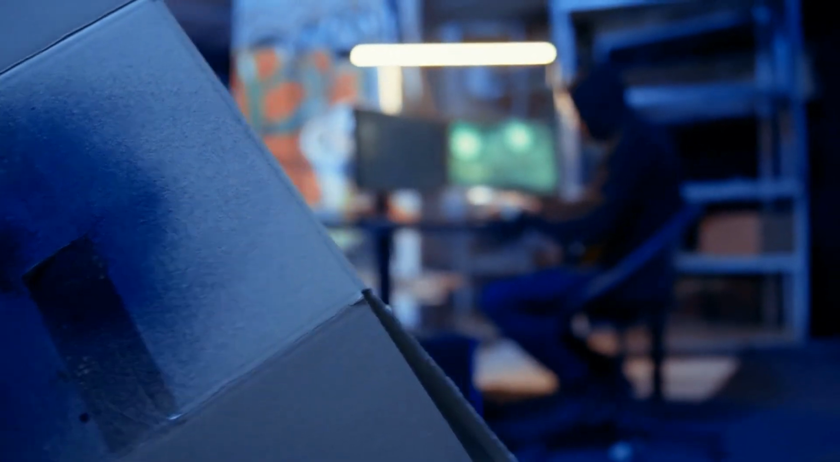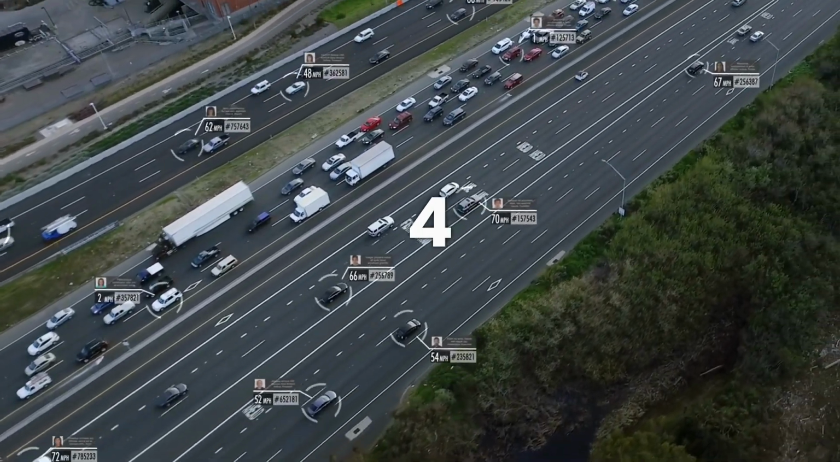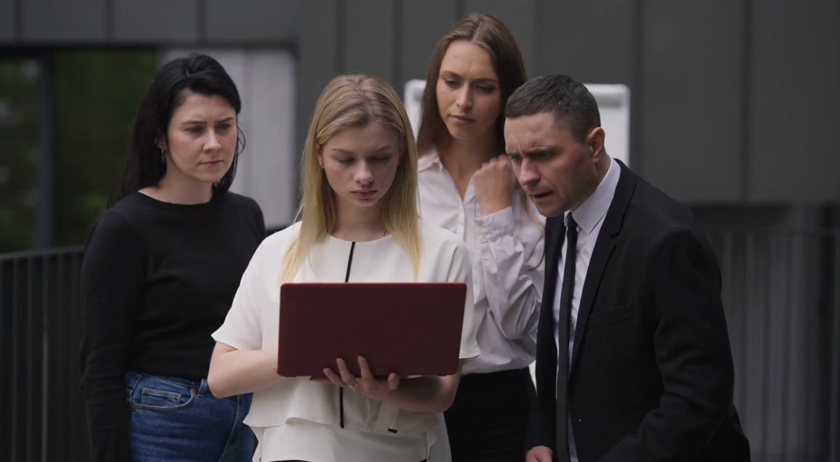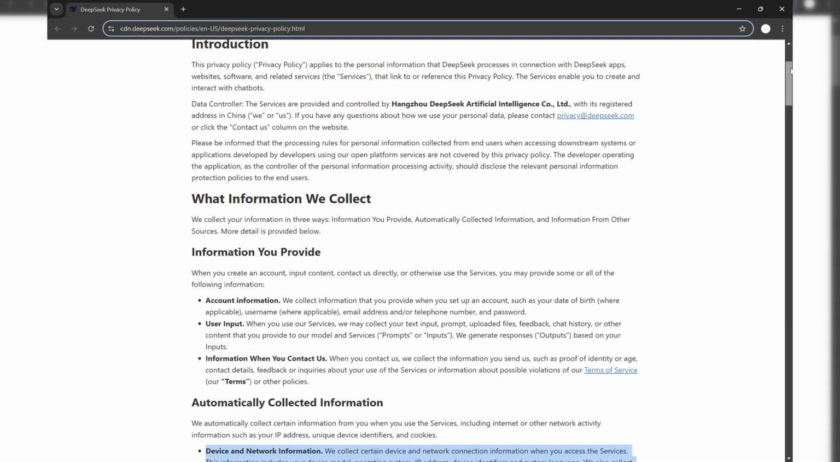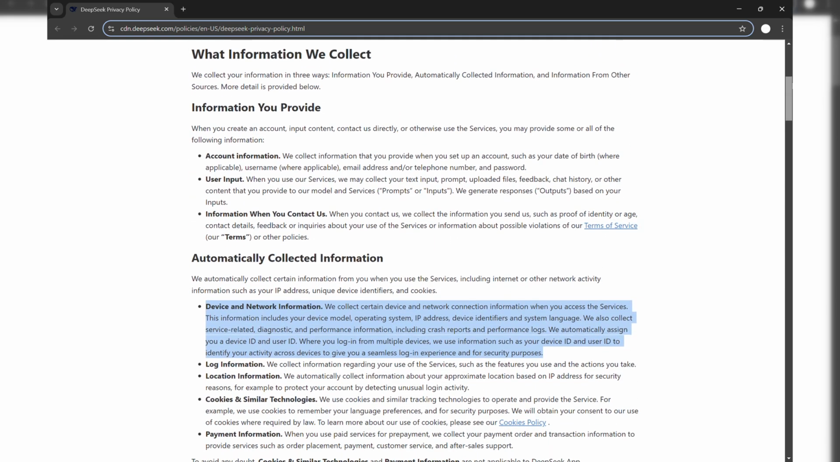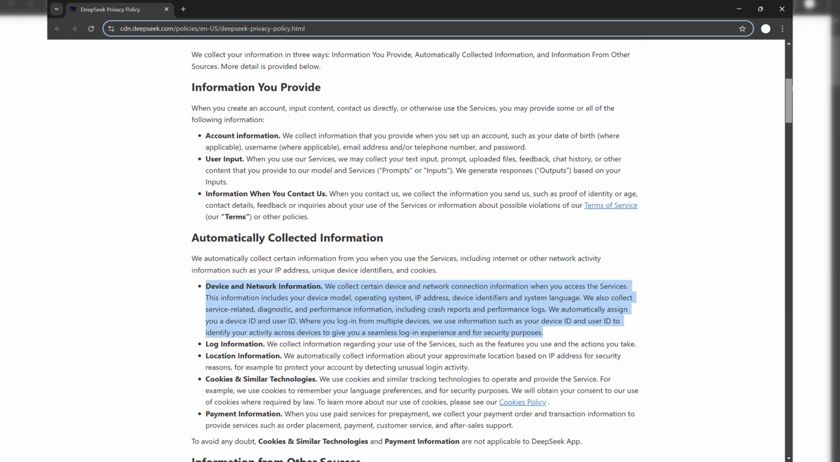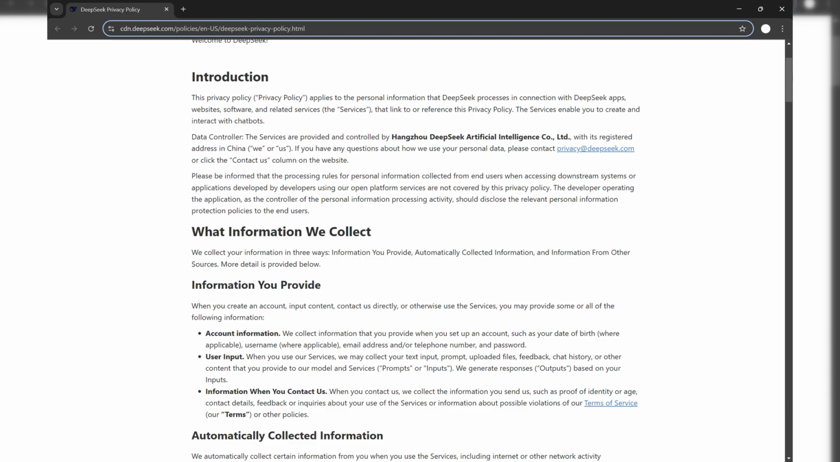Finally, the last and most important privacy concern in this video. Data is collected and tracked automatically. This poses significant privacy concerns. Here's why. According to the privacy policy, DeepSeek collects certain device and network connection information when users access its services, including but not limited to device model, operating system, IP address, device identifiers, and system language. Also, they collect service-related, diagnostic, and performance information, including crash reports and performance logs.